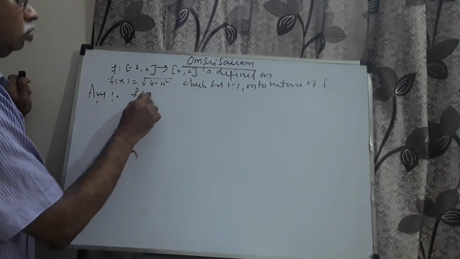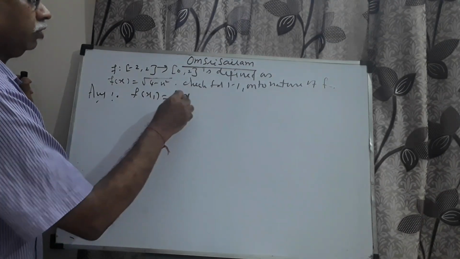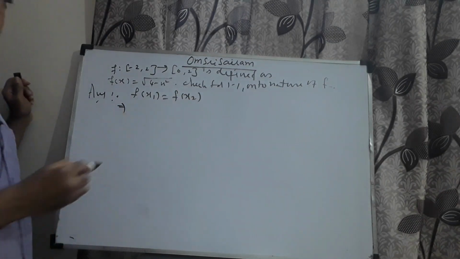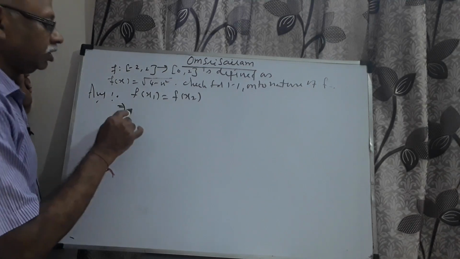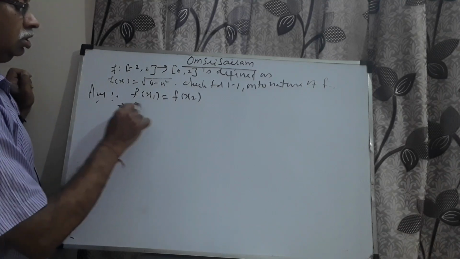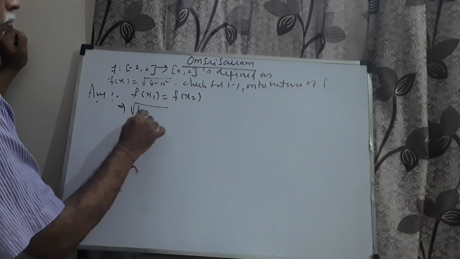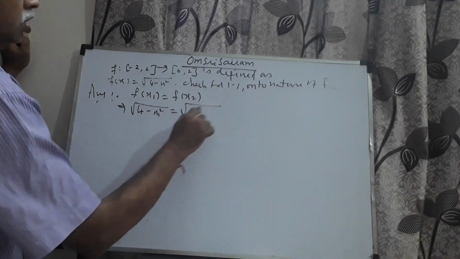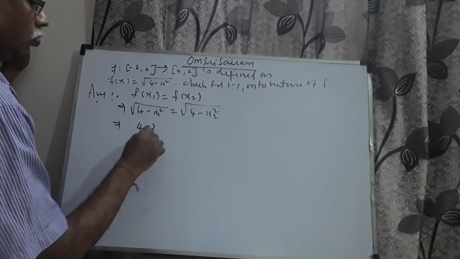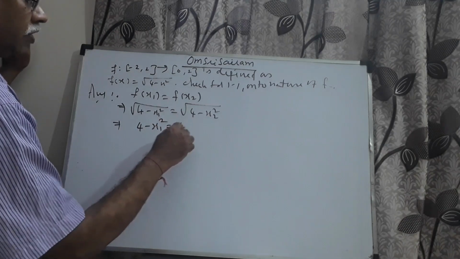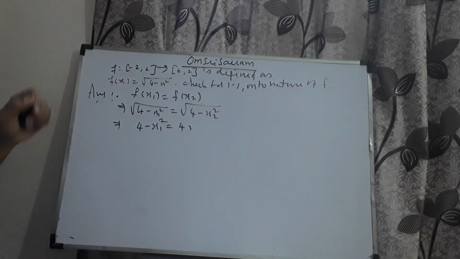Let me just see how we go about it. Normally, what we'll do is take f of x1 is equal to f of x2. If it implies x1 is equal to x2 for any two x1, x2 in the domain of f, I mean to say the function is one-to-one. Normally that is how we say. Here, root of 4 minus x1 square is equal to root of 4 minus x2 square. Taking square on both sides, 4 minus x1 square is equal to 4 minus x2 square.